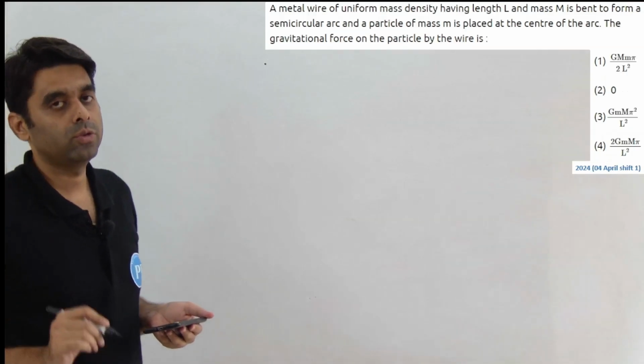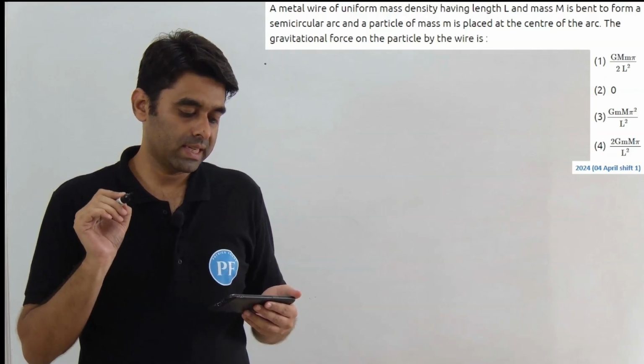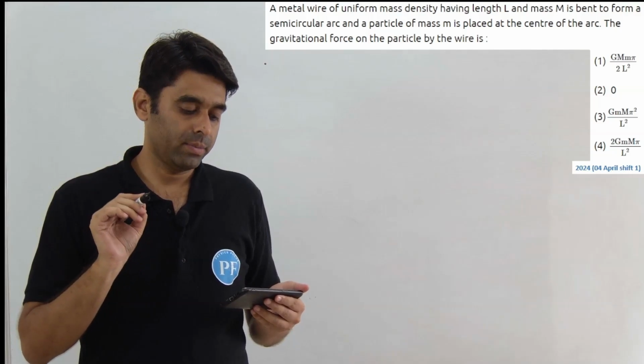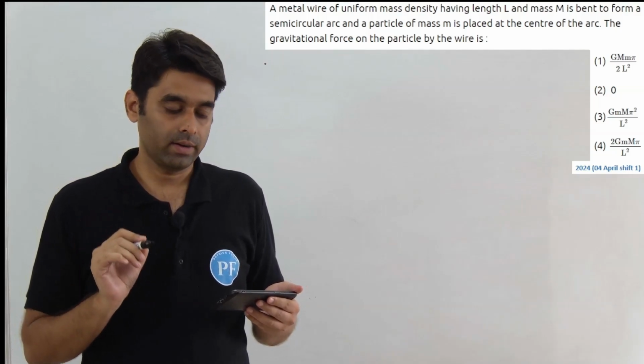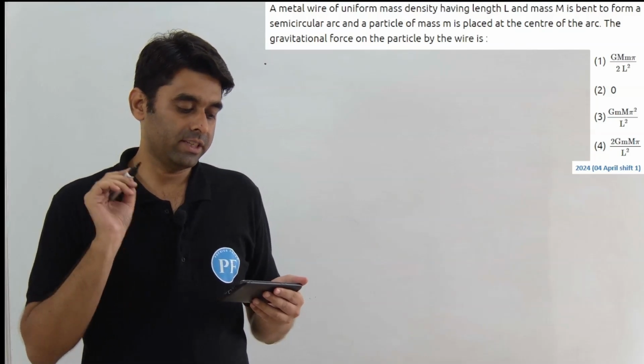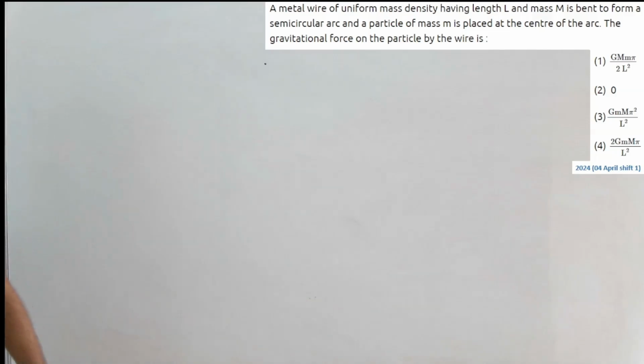Yeah. So the question that we have says: a metal wire of uniform mass density having length capital L and mass capital M is bent to form a semicircular arc, and a particle of mass small m is placed at the center of the arc. The gravitational force on the particle by the wire is? Let us draw the situation.